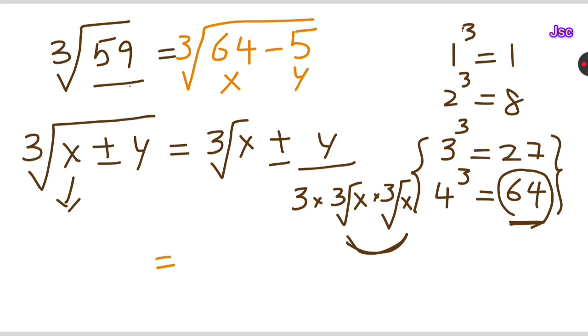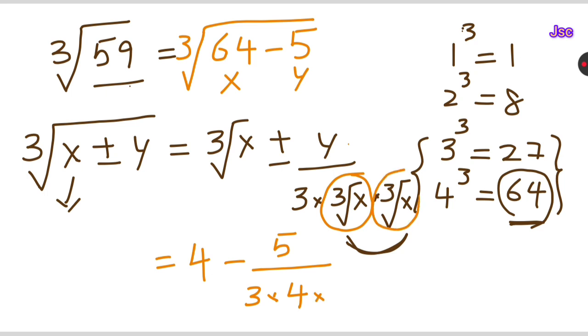What's the formula? Cube root of x, that is cube root of 64. Cube root of 64 is nothing but 4 only. So I am writing directly the number 4. We are doing minus, so minus. Our y value is 5. So let's take 5 over 3 times cube root of x, that is cube root of 64, which is 4, times again cube root of x, that is 4. So the value is 4 minus 5 over 4 times 4, 16.